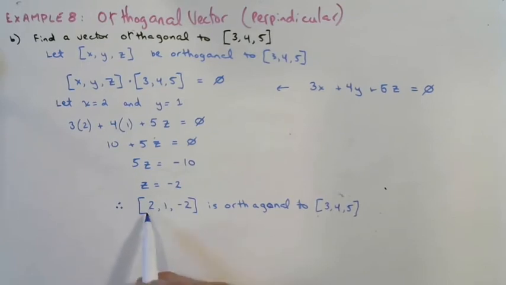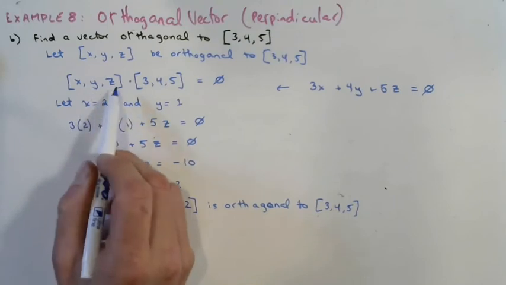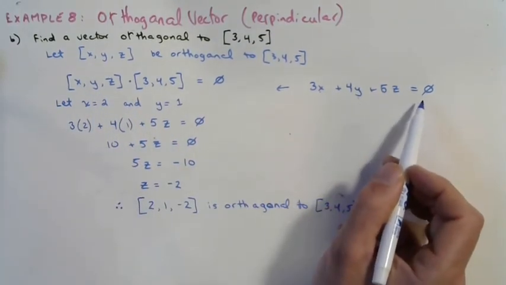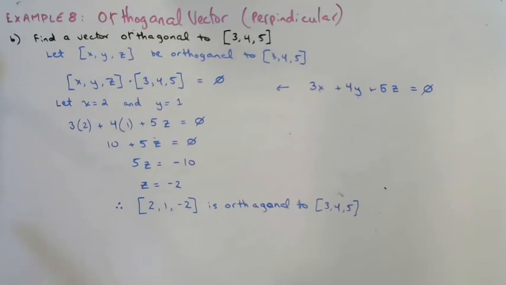You could sub (2, 1, negative 2) into this dot product equation, sub it in for x, y, and z, and if it comes out with 0 on the right side, you know you did it properly, and you did indeed find a vector that is perpendicular to the given vector.